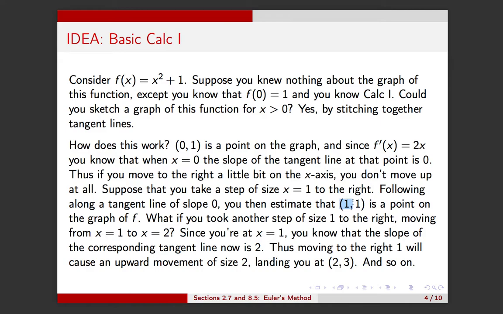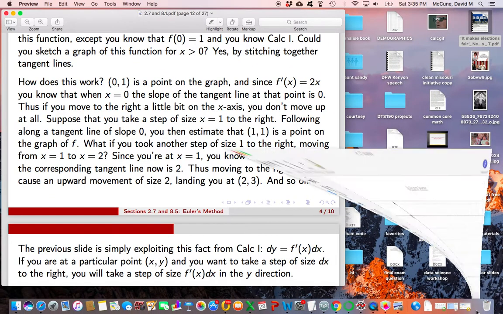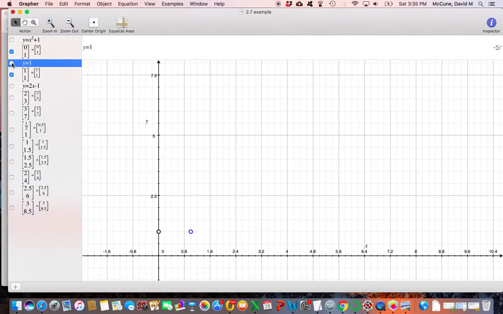So if you're already at the point 1, 1, and you're going to take one step to the right and 2 steps up, you're going to land at 2, 3, and so on. You can just keep doing this over and over again. So let me keep my point. If I'm at the point 1, 1, and now I have a line of slope 2 going through that point, there's that line, and here's my point 2, 3. So I've traveled along this tangent line for an x step of size 1. And so on. I could keep doing this.